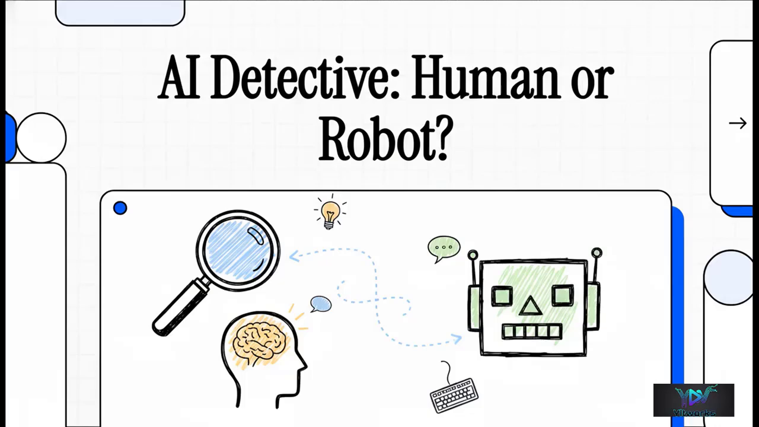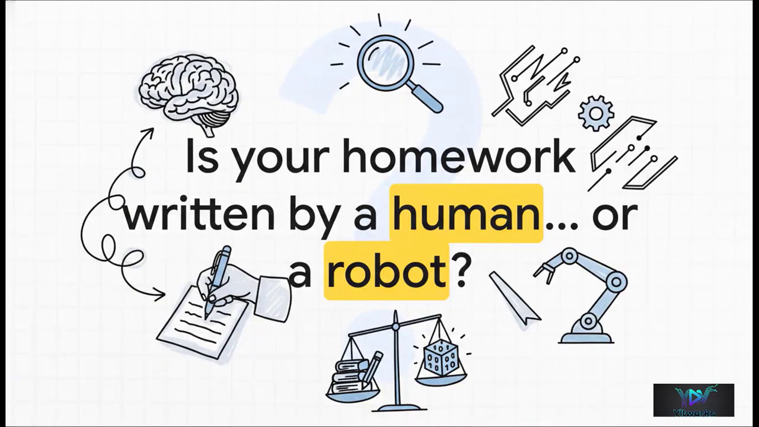We've got a real mystery to solve today. Think about it. When you're online reading an article or a blog post, how do you really know if it was written by a person or a robot? And this isn't just some fun little thought experiment, right? This question is a really big deal. It's popping up everywhere, from your homework assignments to actual news articles. So if we're going to crack this case, we need to get to know the tools, the AI detectives that are designed to sniff out the difference.